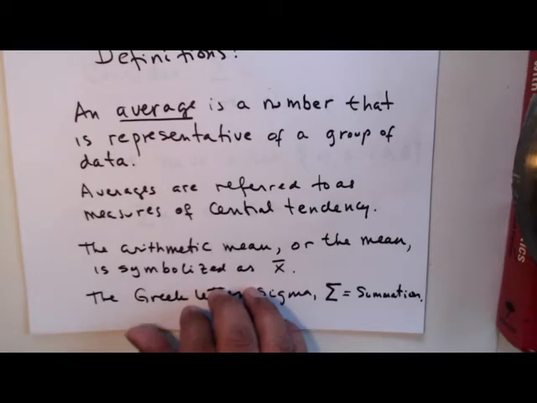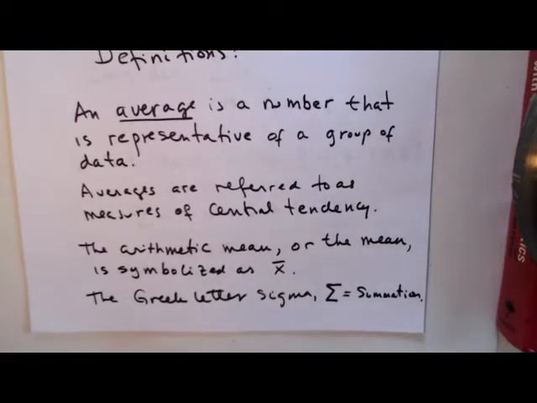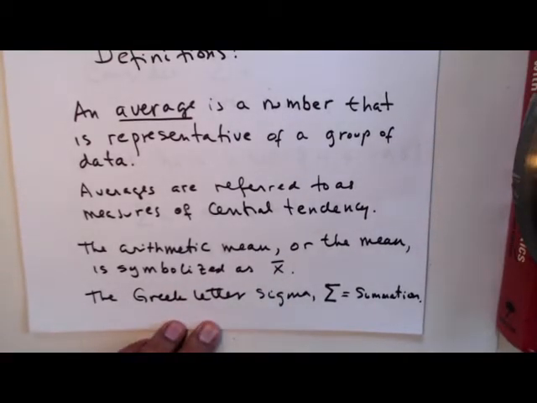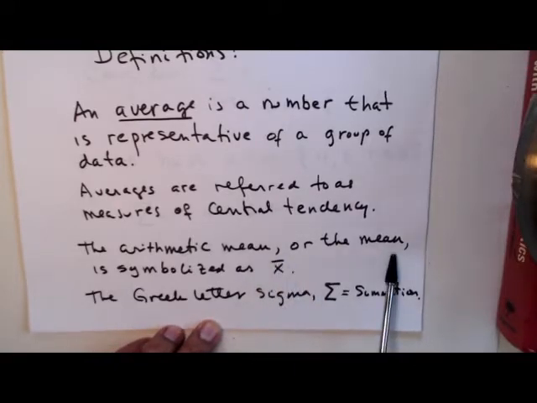Some definitions. An average is a number that is representative of a group of data. Averages are referred to as measures of central tendency. The arithmetic mean, or the mean, is symbolized by x with a bar on top of it. So this is what we're going to be using as a symbol for the mean.